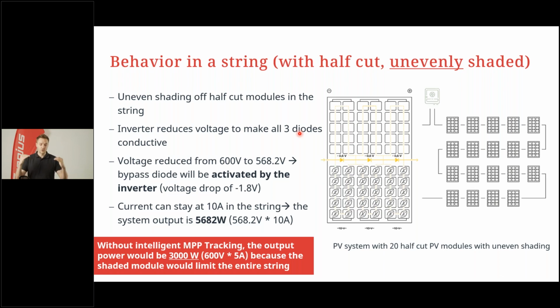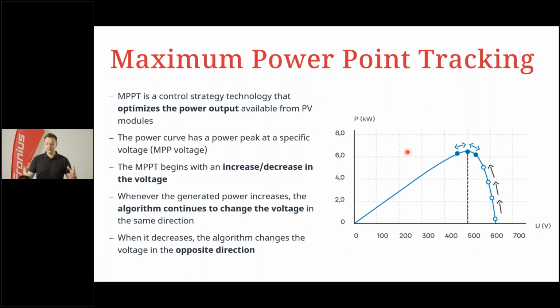So again, the inverter is reducing the voltage to that amount that all 3 diodes of this module are getting conductive. In this case, this would be 568 volts. And then the current again can stay at the very peak, and that's 10 amps in the string. And then the system output is 5,682 watts instead of just 3,000 watts if there would be no intelligent MPP tracking or no bypass diodes getting conductive. So that's again basically the same scenario with a standard module, but without the tracking you would again have a very high yield loss. Yeah, that's basically the strategy, the technology behind this.